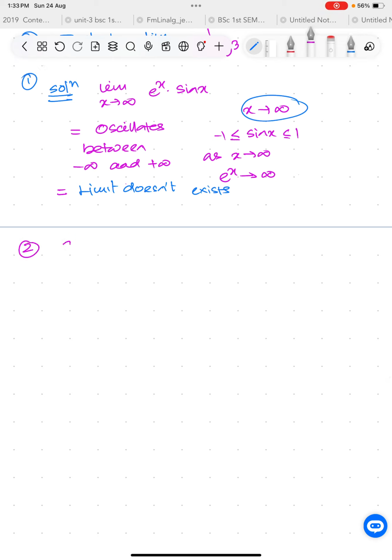Now the second question. I'm going to solve the second question now, so look at the solution. In the second question we have been given this limit: the limit as x approaches infinity of 1 by (x minus 5) whole square.